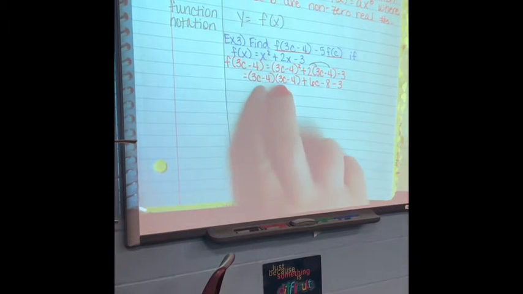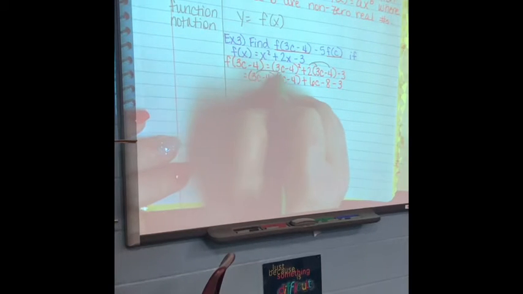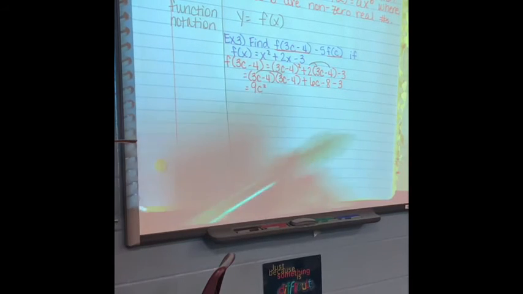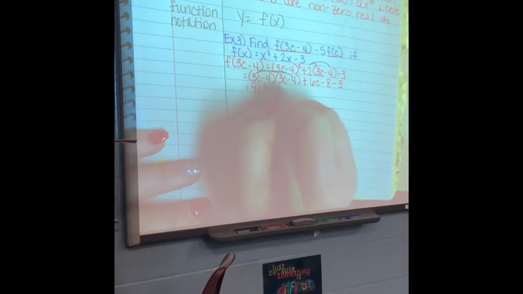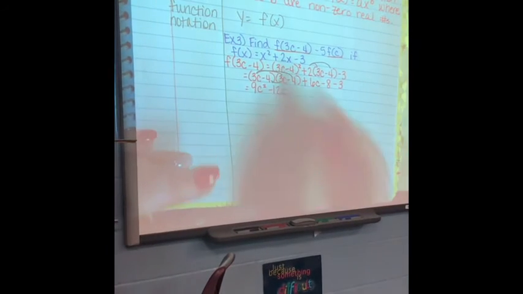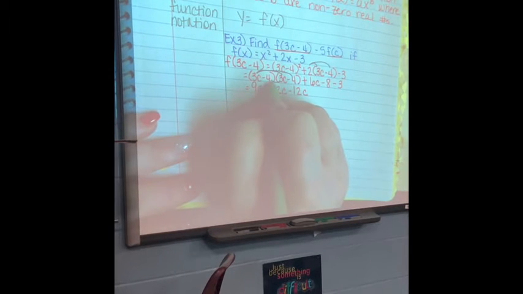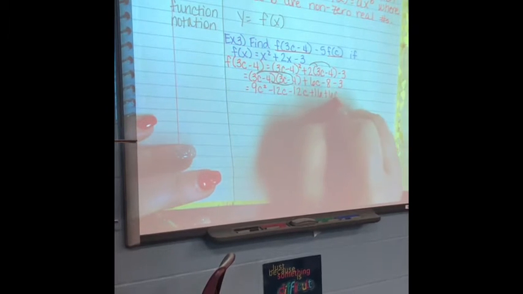How am I going to multiply these two binomials? What do I use? FOIL. So I've got 3c times 3c is 9c squared. And 3c times negative 4 is negative 12c. And negative 4 times 3c is negative 12c. And negative 4 times negative 4 is positive 16. And then I'm going to bring down the rest of this. Plus 6c minus 8 minus 3.